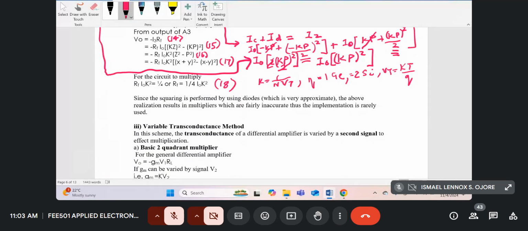Now we can come to the conclusion and say that since squaring is performed by using diodes, which is very approximate, because remember we're using these Euler's relations, ignoring some terms, the above realization results in multipliers which are fairly inaccurate. And thus this implementation is rarely used.